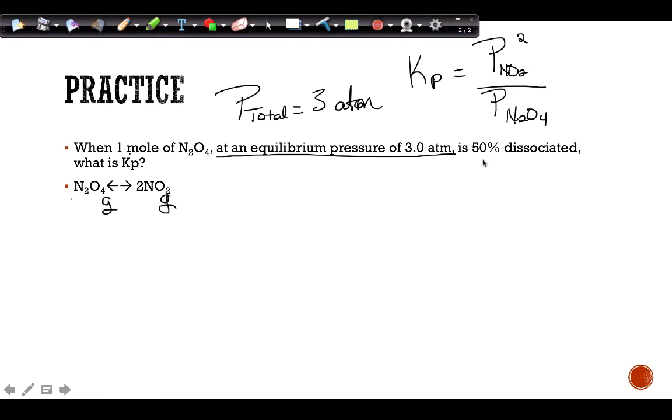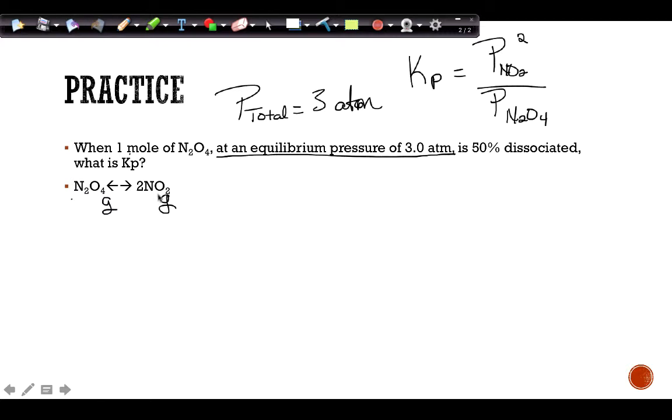Okay. The trick here is that some people would probably be like, oh, it's 50% dissociated, so that means that the partial pressure of each of these things is 1.5. That's not true. Okay, you have to be very careful about how they word some of these things. So we actually need to find the partial pressure, but we can't just say it's 50% of 1 or of 3. That's not going to give you the partial pressure, because the thing is, when this dissociates, this makes 2 of these, not just 1.